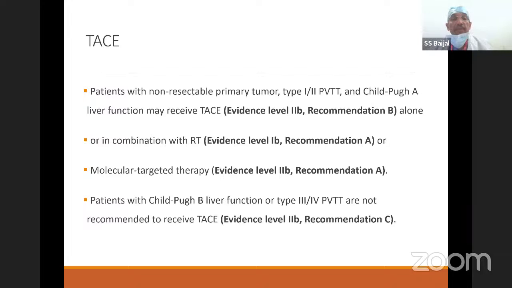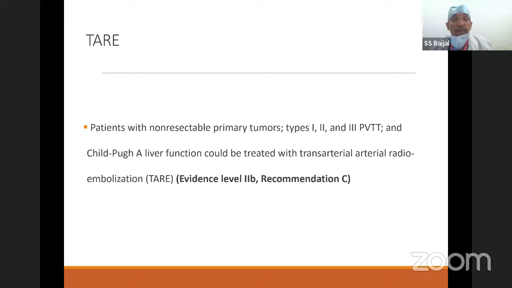There was a negative recommendation or a suggestion with a slightly lower level of evidence and support, in which it was said that patients with a more compromised liver function or a more advanced portal vein tumor thrombus, type 3 or type 4, are best not treated with TACE. With Y90, again, it was 2B level of evidence with a recommendation of C that patients with Child's PUA and portal vein tumor thrombus up to type 3 could be patients who would benefit if SIRT or TARE were to be used.